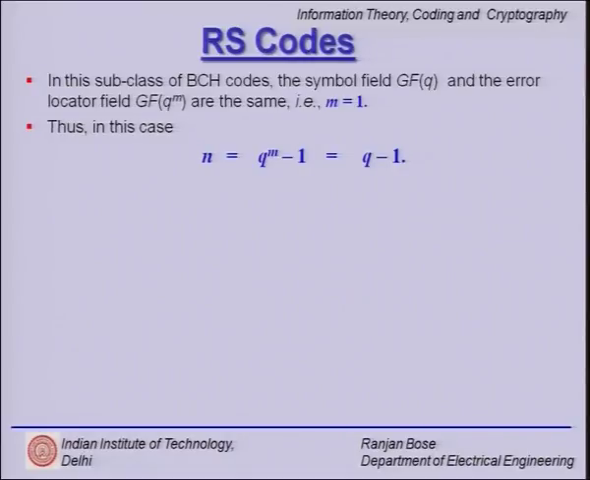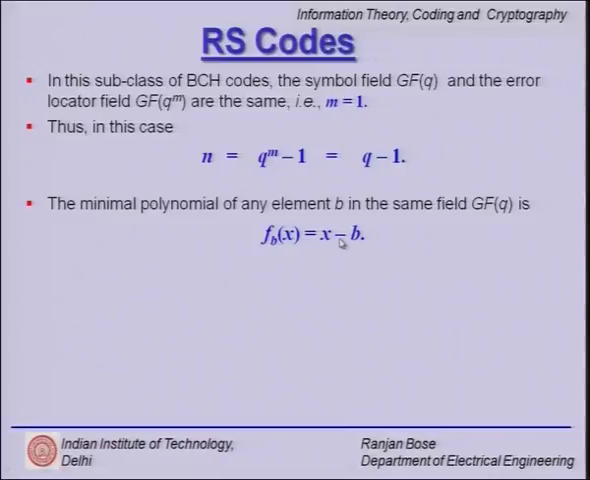What is very important is that the BCH codes with m equal to 1 is the category of Reed-Solomon codes. That is, the extension field GF(q^m) and GF(q), the sub base field, they are the same. So, the field maps onto itself. So, n, which is the primitive block length, will be q^m minus 1, but m happens to be 1, therefore, it is q minus 1.